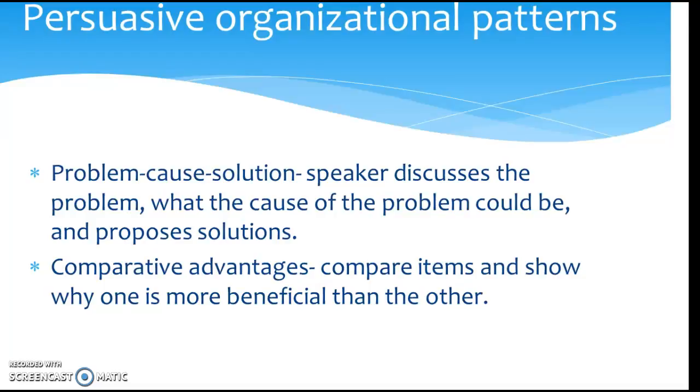And then finally there is comparative advantages, which is comparing items, showing why one is more beneficial than the other. So showing why an apple is better than an orange might be an example of comparative advantage, or why this is better than that.